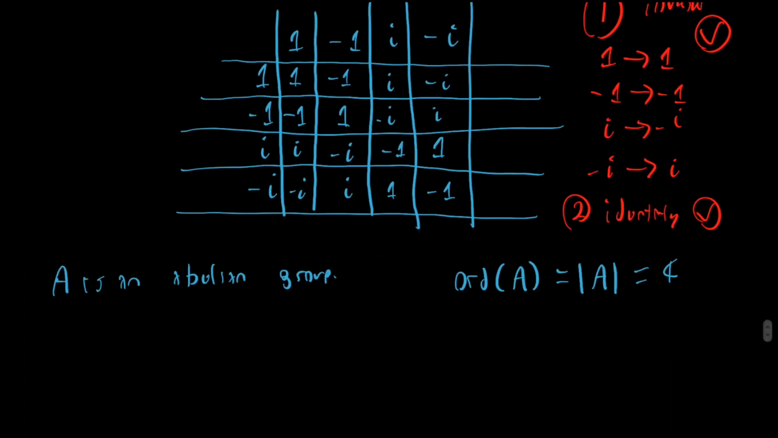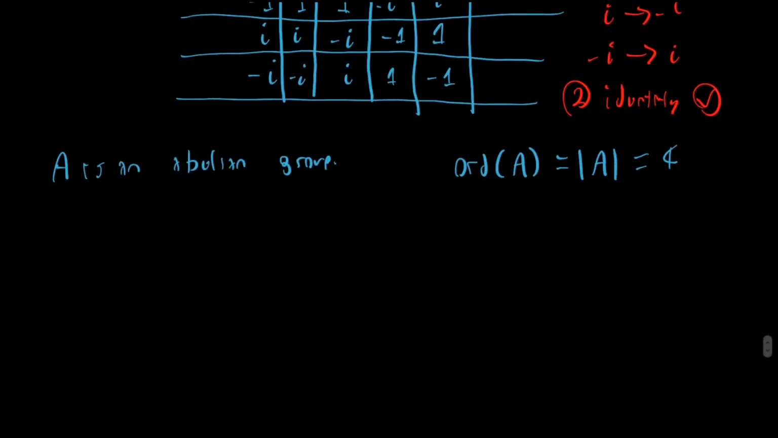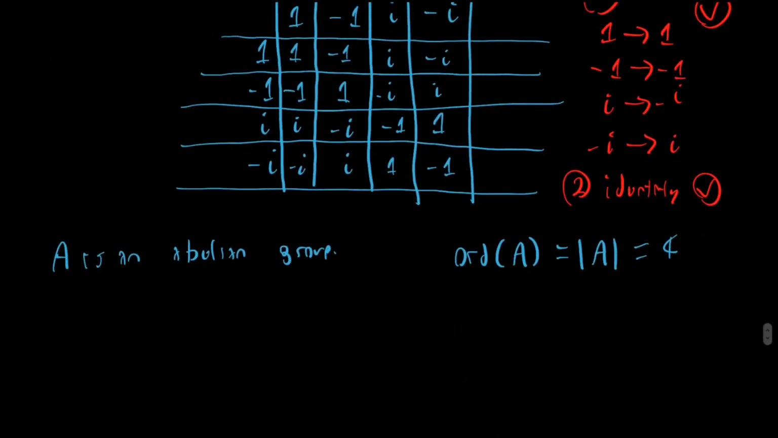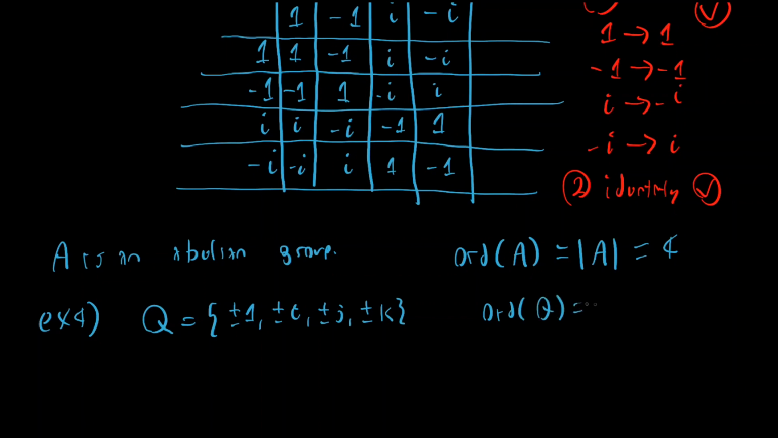And let's now actually try to give another example. There's a group of finite order which is not abelian, so it's not commutative. So let us introduce it here. Let us now consider a group Q given by plus or minus 1, plus or minus I, plus or minus J, plus or minus K. This is called the quaternion group, and it's a group of order 8, so double the order of the last group.